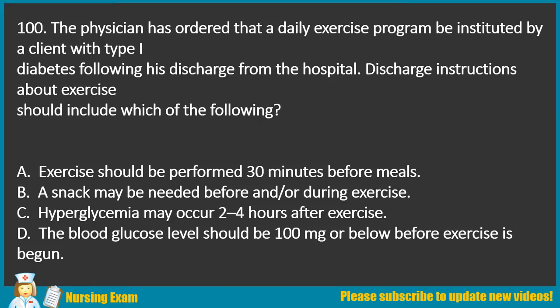Question 100. The physician has ordered that a daily exercise program be instituted by a client with type I diabetes following his discharge from the hospital. Discharge instructions about exercise should include which of the following? A. Exercise should be performed 30 minutes before meals. B. A snack may be needed before and/or during exercise. C. Hyperglycemia may occur 2 to 4 hours after exercise. D. The blood glucose level should be 100 mg or below before exercise is begun.